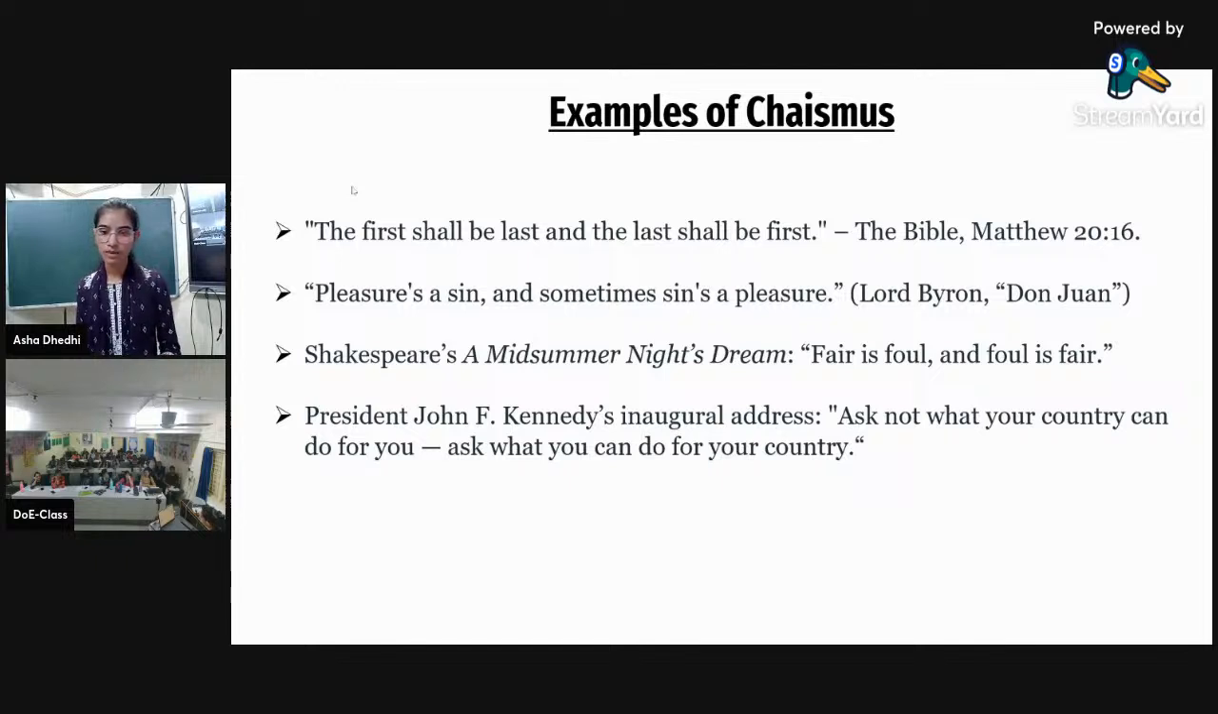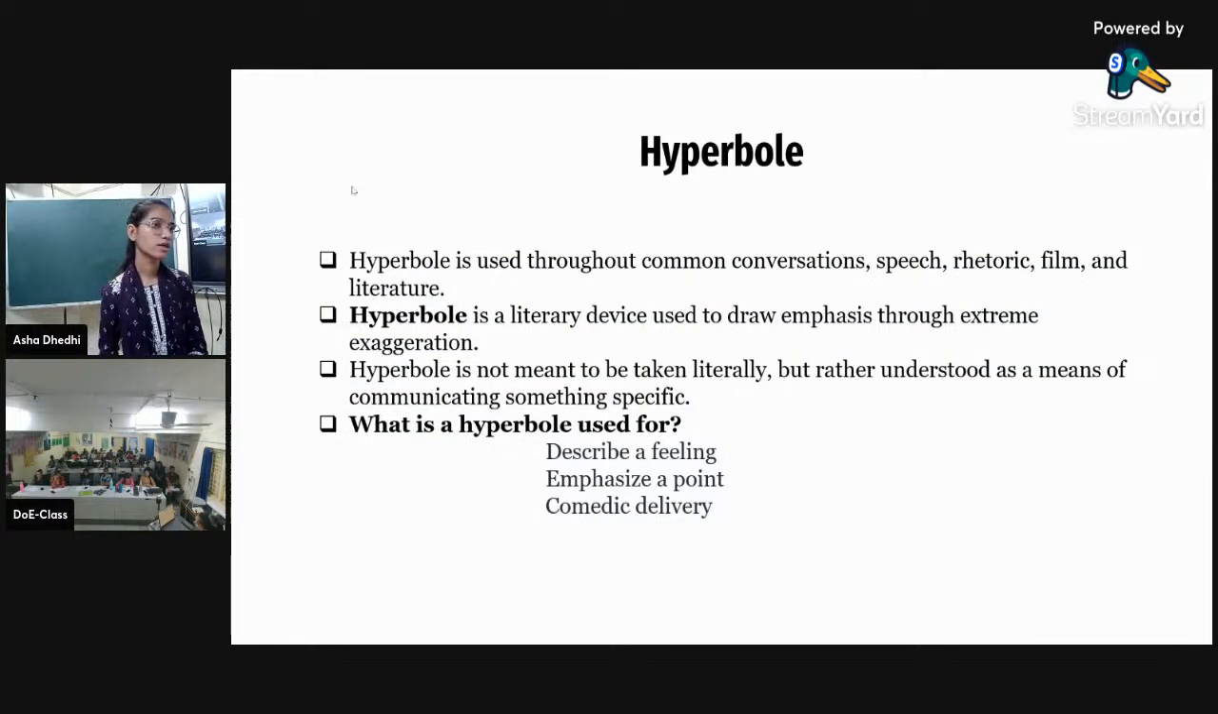Then the second example is from Lord Byron's Don Juan: "Pleasure's a sin, and sometimes sin's a pleasure." Then there is a famous example from A Midsummer Night's Dream: "Fair is foul and foul is fair." So the sentence is getting reversed within the second part of the sentence, then it would be considered as the chiasmus.